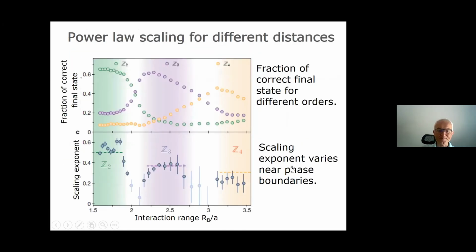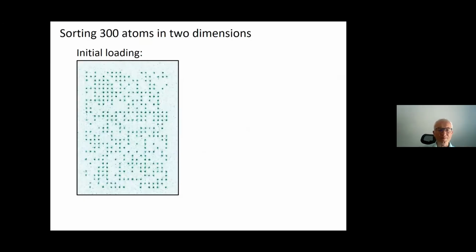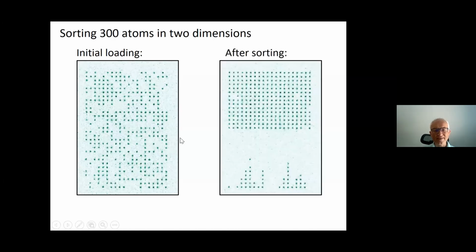Thank you, Saikat. Okay, now I would like to tell you about two-dimensional arrays. We have a little bit of time left. Two-dimensional arrays are harder to arrange, but we manage now to do two-dimensional arrays. I'll show you a movie. So this is now, I forget, 20 by 40 or so trap sites in 2 dimensions, and then we rearrange them, and we get almost perfect, with a few holes, 2-dimensional patterns.